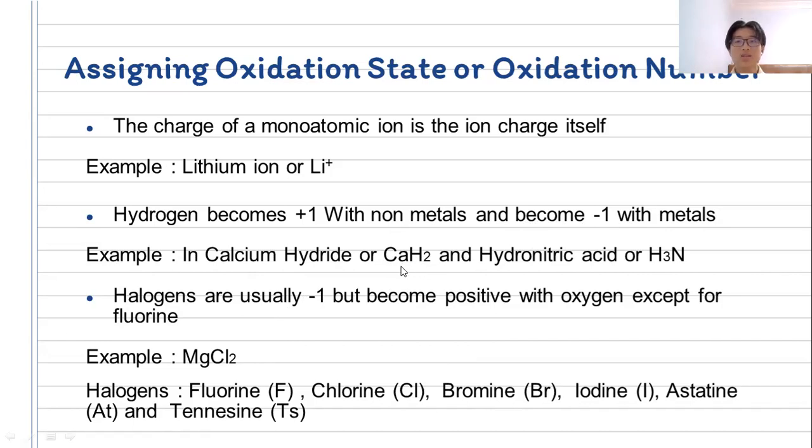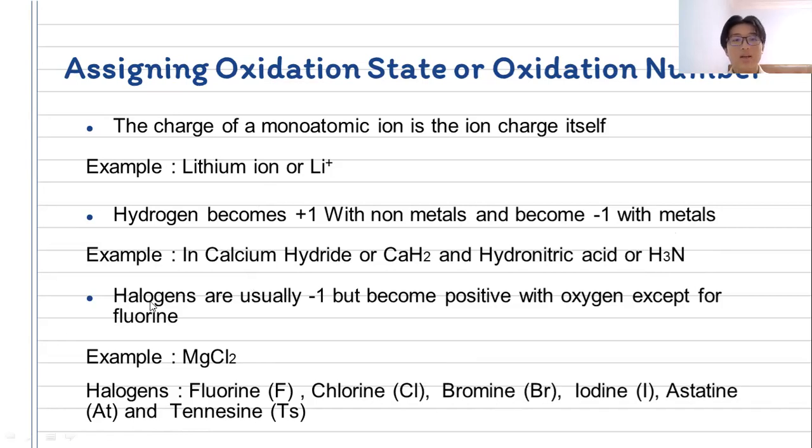And notice that the rules correlate with each other, right? Hydrogen becomes +1 with non-metals. So you'll know that nitrogen is a non-metal, which has a net charge of -3. To make this neutral compound 0, we need H3 to become +3, right? So +1 times 3 equals +3. So +3 and -3 is 0.